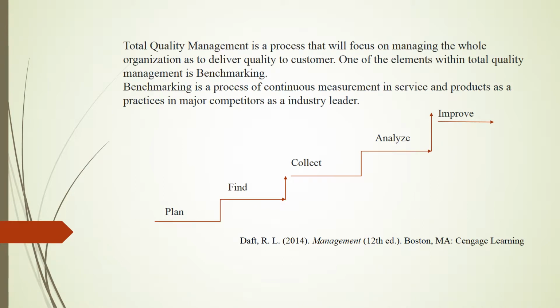Total quality management is a process that will focus on managing the whole organization as it delivers quality to a customer. One of the elements within total quality management is benchmarking. Benchmarking is a process of continuous measurement in service and products as a practice in major industry leaders. So basically, you're going to have a functional plan. You're going to find what works for you. You're going to collect the data. You're going to analyze the data. And then you're going to improve it or implement it, depending on where you're at within that stage of development.